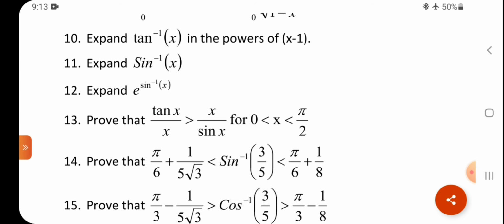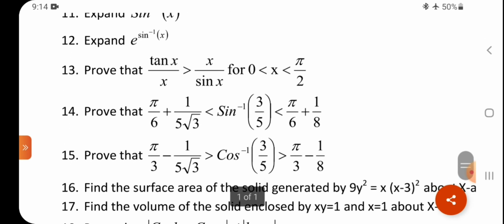13th, prove that tan x by x is greater than x by sin x, where the limits are 0 to pi by 2. Remember, in order to prove this type of statement, we are going to consider two different functions. One is f of x equal to tan x. By that, you can calculate tan x by applying the Lagrange mean value theorem. Similarly, on the other hand, you take another function, f of x equal to sin x, for the right hand side. Again, on applying the Lagrange mean value theorem, you will get one expression. You just compare these two expressions, and you will get your required answer.